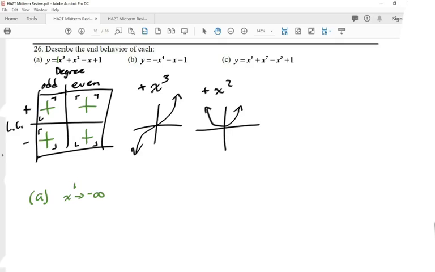left, y or f of x is approaching negative infinity. That means down.